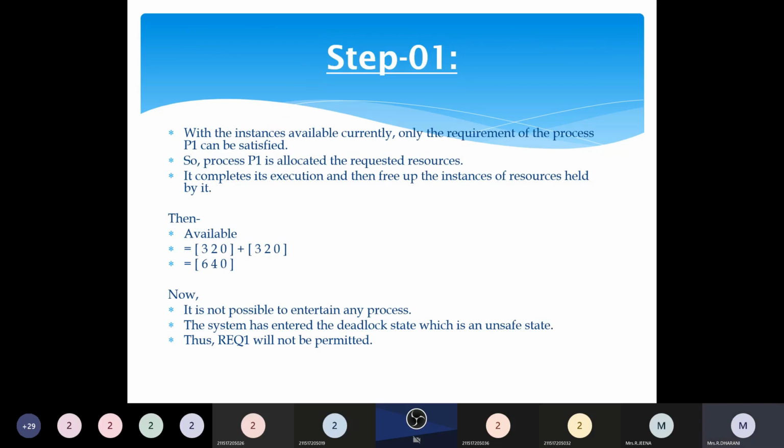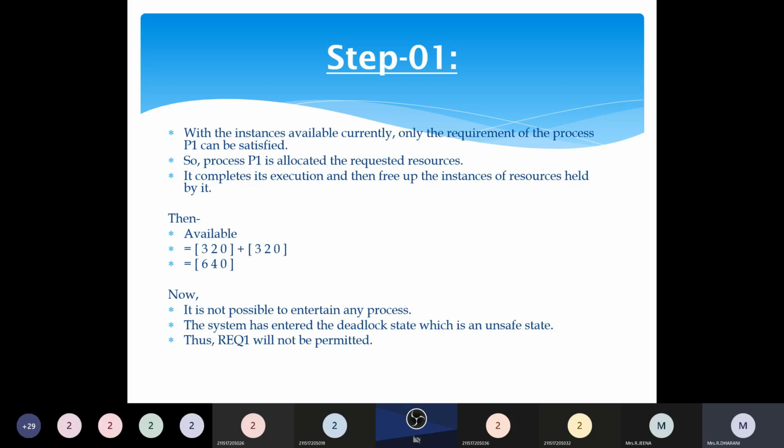Let's see the first step. So with the instance available currently, only the requirement of the process P1 can be satisfied. So the process P1 is allocated the requested resources. It completes its execution and then frees up the instance of resource held by it. So then what will be the available? 320. Available is already 320. After process P1 made use of the resources and released them, you will get the resources as 320. Adding this, you will get 640. Okay, this is available.